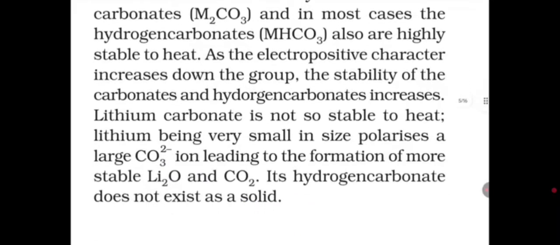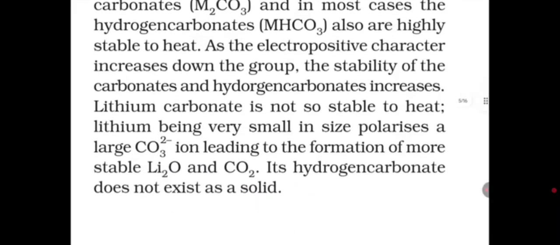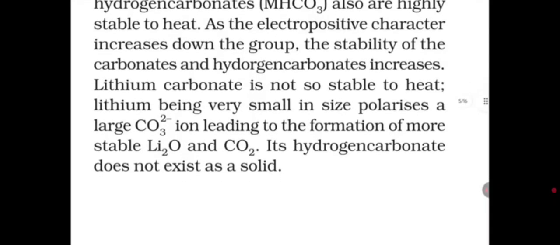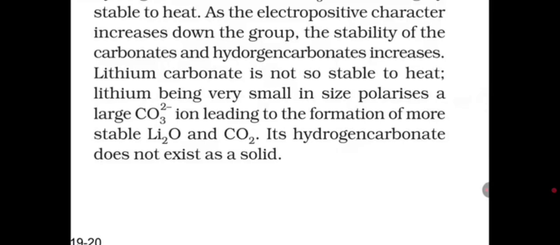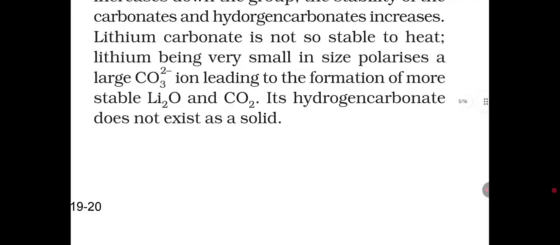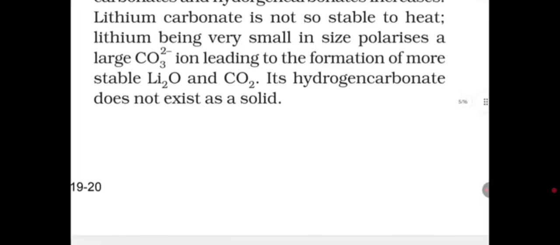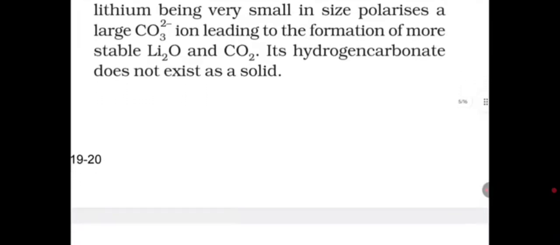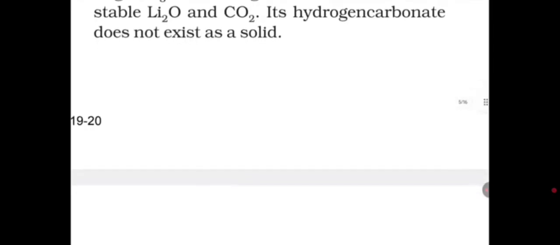Their carbonates M2CO3 and in most cases the hydrogen carbonates MHCO3 are highly stable to heat. As the electropositive character increases down the group, the stability of the carbonates and hydrogen carbonates increases. Lithium carbonate is not so stable to heat. Lithium, being small in size, polarizes a large CO3 2- ion, leading to the formation of more stable Li2O and CO2. Its hydrogen carbonate does not exist as a solid.